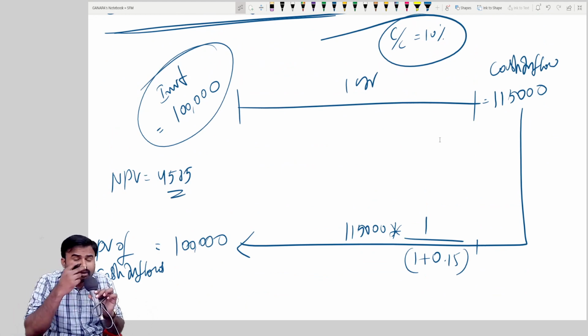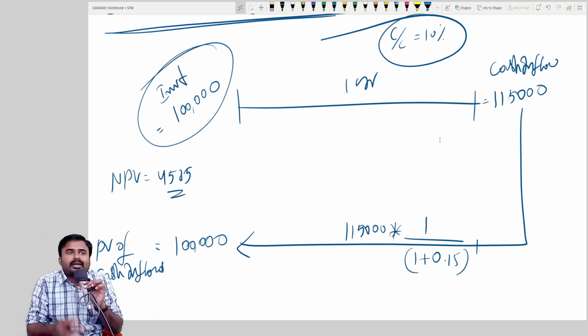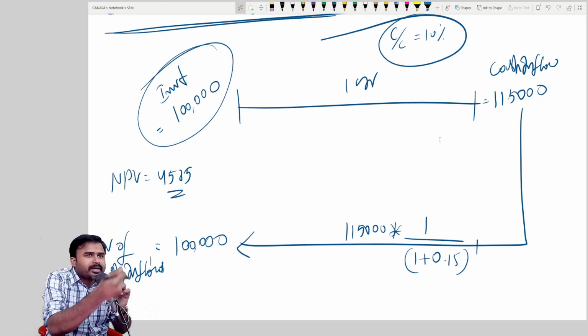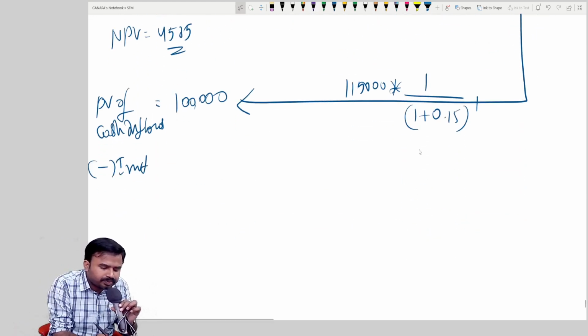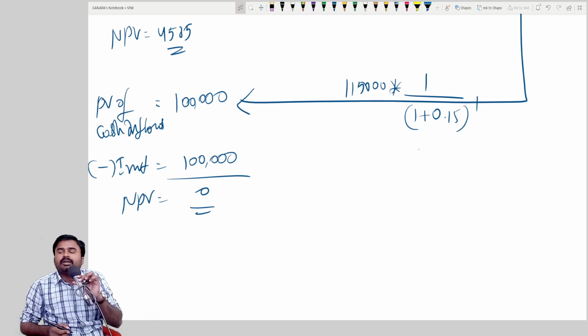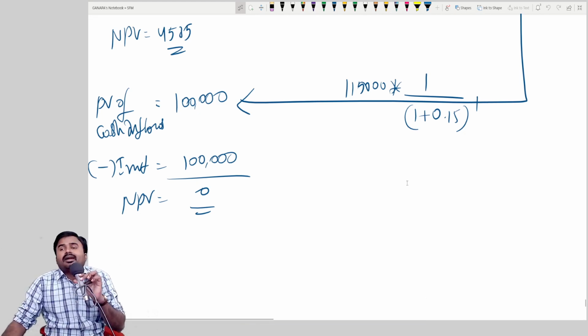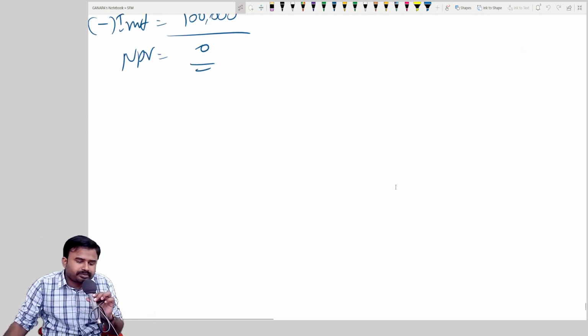How much amount has been deducted? What it means? I've deducted the profit portion, which is known as IRR. That means if you discount the cash inflows at IRR, the return will be eliminated. Then what will you get finally? My investment. If I deduct my investment from this present value of cash inflow, then my NPV should be equal to 0. This is my NPV. It is equal to 0. That means at IRR discount rate, NPV should be equal to 0.